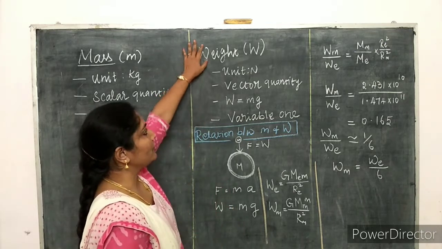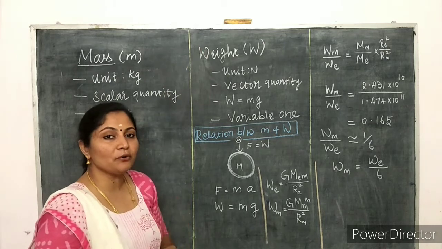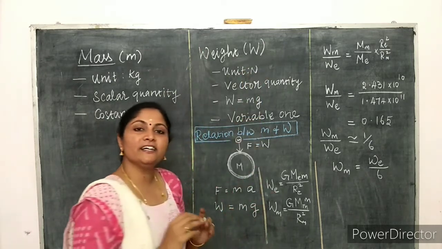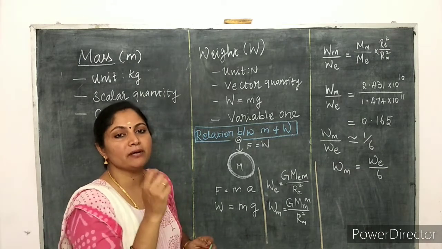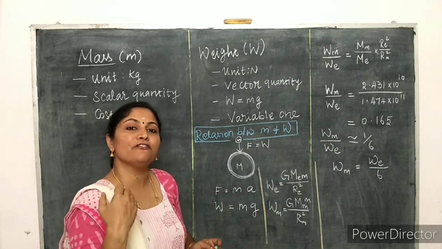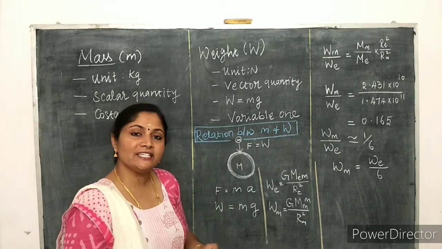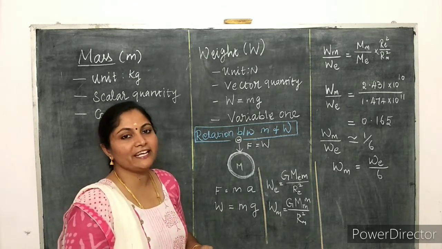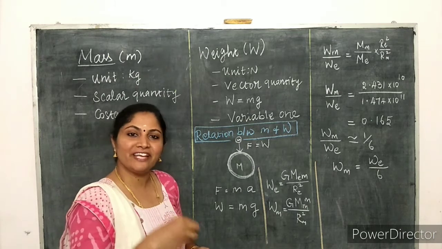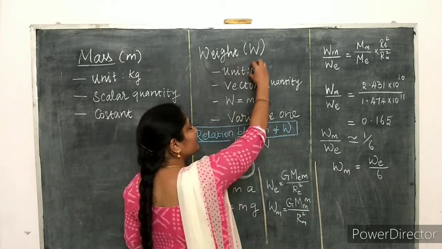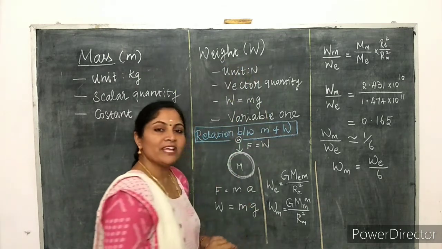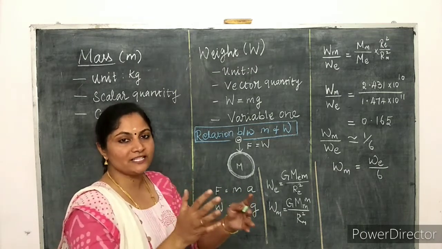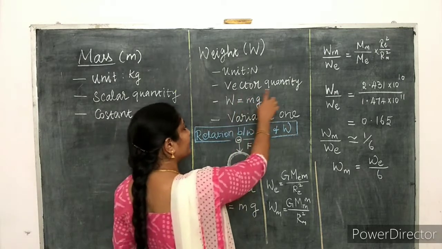Next, weight of the object. Weight of the object is denoted by the letter W. And the unit of weight is nothing but Newton because it is a form of force. Weight is a type of force. So the unit of force is the unit of weight. So the unit of weight is nothing but Newton. It is a vector quantity that has both direction as well as magnitude. So it is a vector quantity.